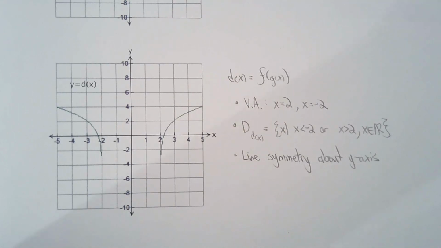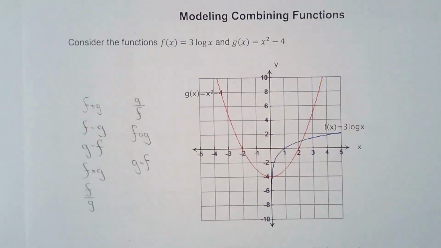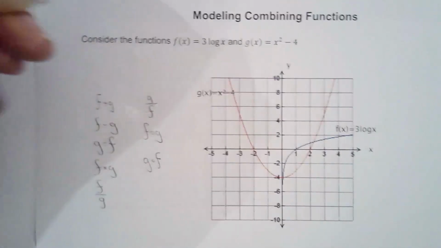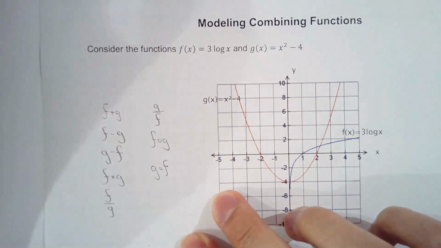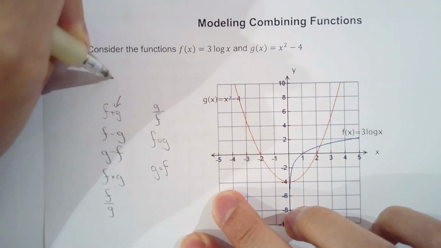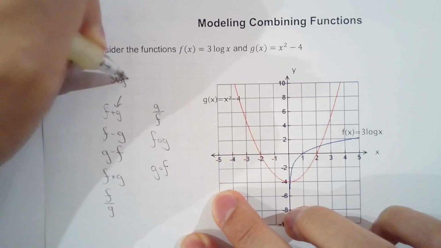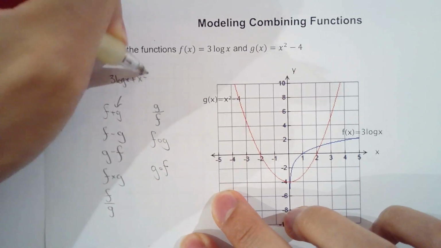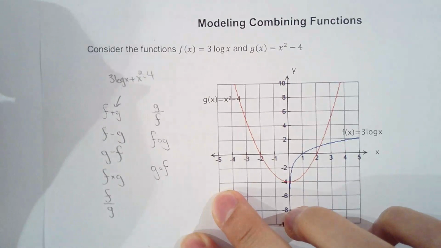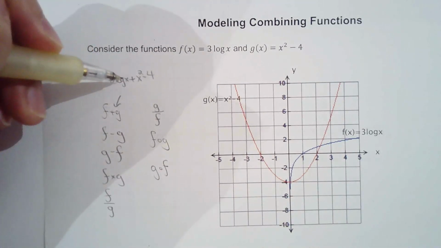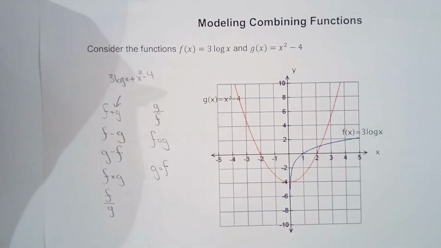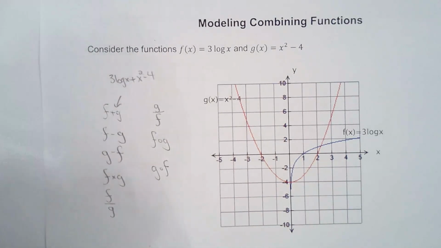I know this lesson is a little tricky to begin with because you have to play with the different combinations in your head. But if you're really struggling, my hint to you is instead of writing f plus g, just write out the algebraic model. Like instead of saying f plus g, write down 3 log x plus x squared minus 4, and so forth and so on. By writing out the equation, I believe it's easier to match it up with the properties you see in the graph. Okay, hopefully that wasn't too bad.